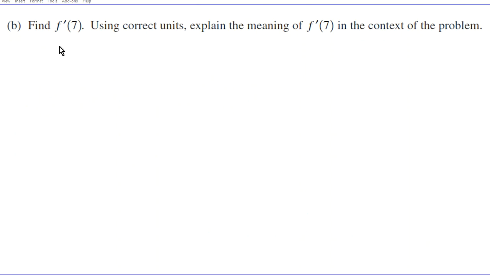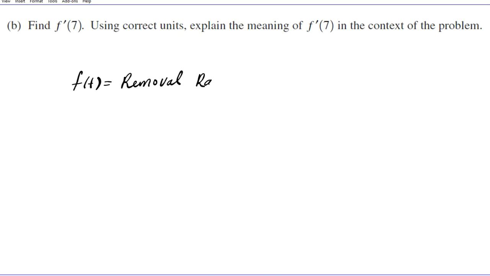Alright, let's take a look at the B part. It says, find f prime of 7 first, and then using correct units explain the meaning of f prime of 7 in the context of this problem. Okay, so we know what f of t is, right? It's clearly stated there. F of t is the removal rate at any time t.